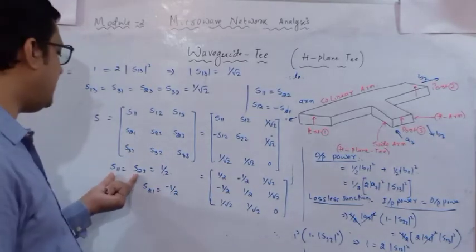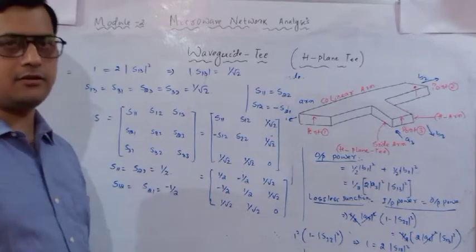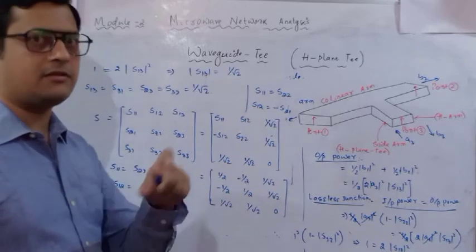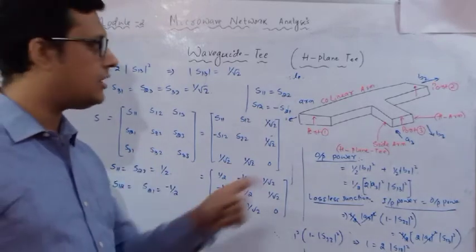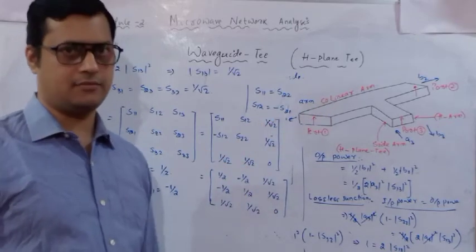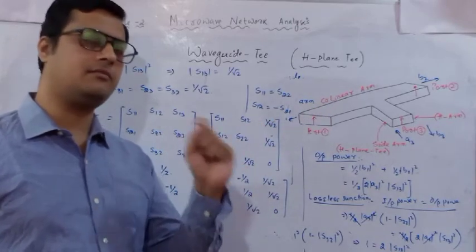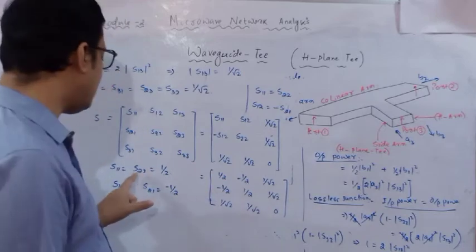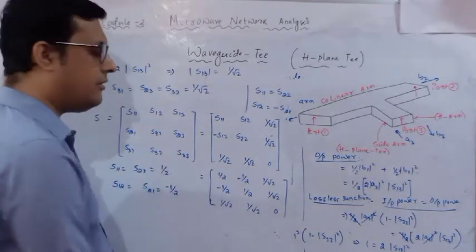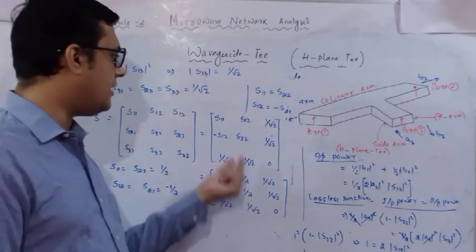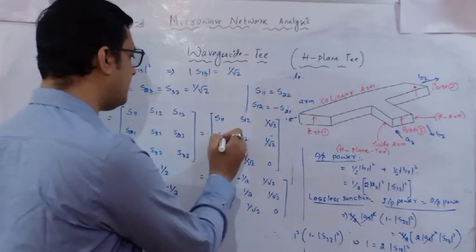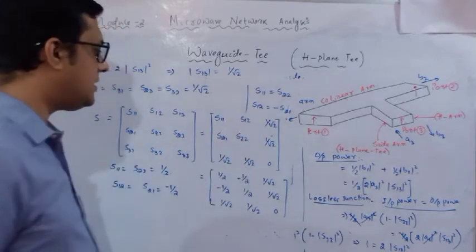Now here S11 and S22 are the reflection coefficients. These are mismatch conditions, so the value must be there, it must not be 0. As I have told, these E-plane T-junctions are in a poorly matched condition. Poorly matched means the reflection coefficient must exist. So S11 and S22 are half. Now if these two values are half, then what is the value of S12 and S21? Here I will write S12 is equal to S21. So this is the relation.